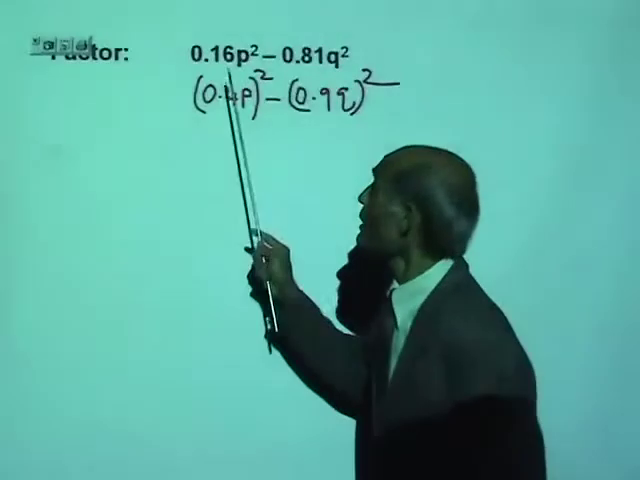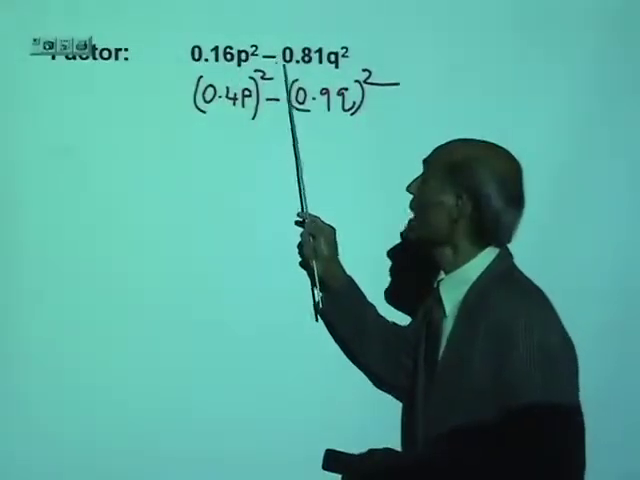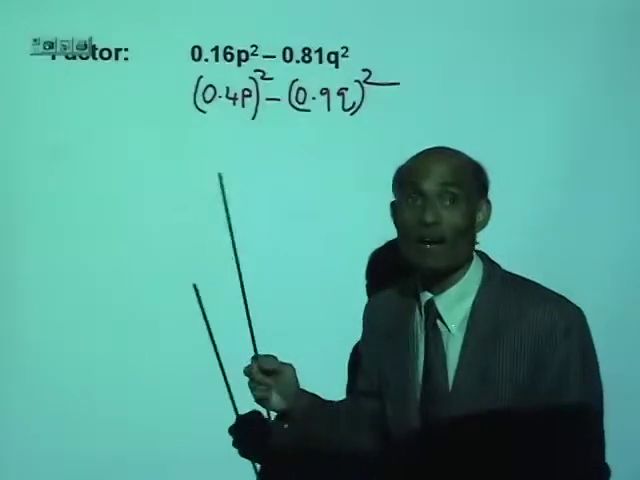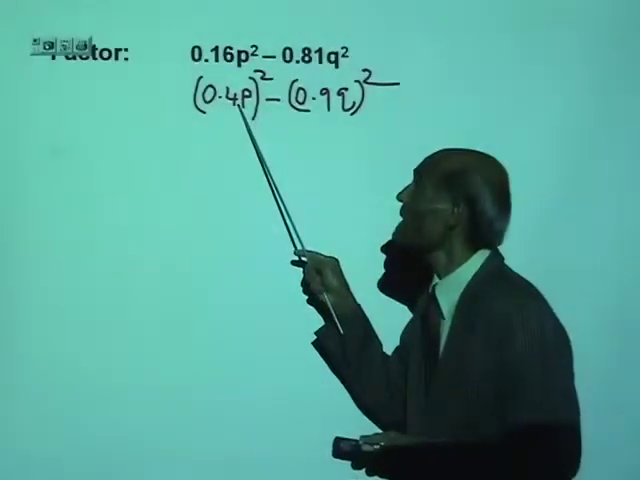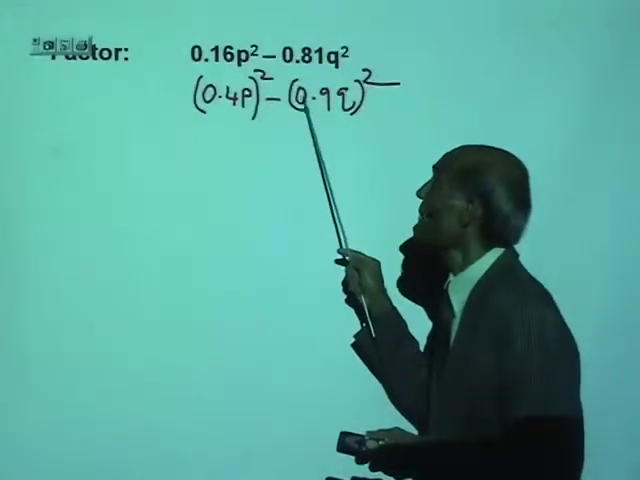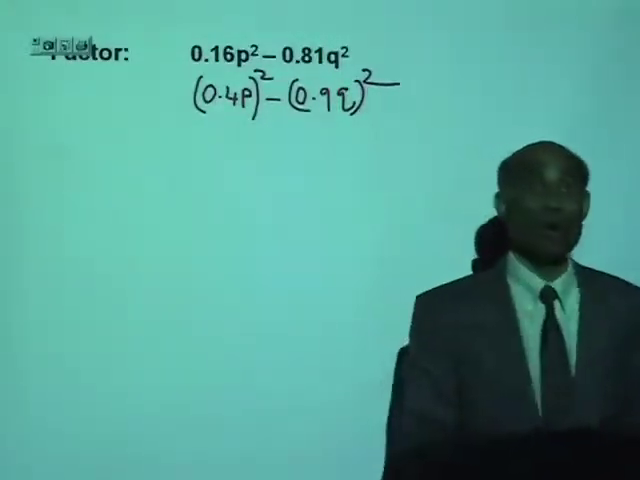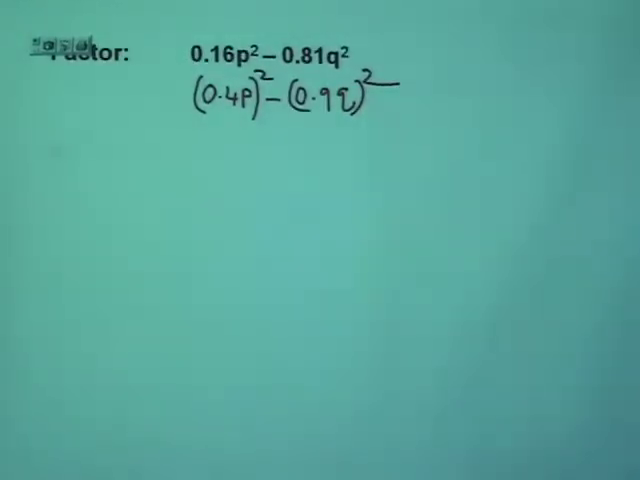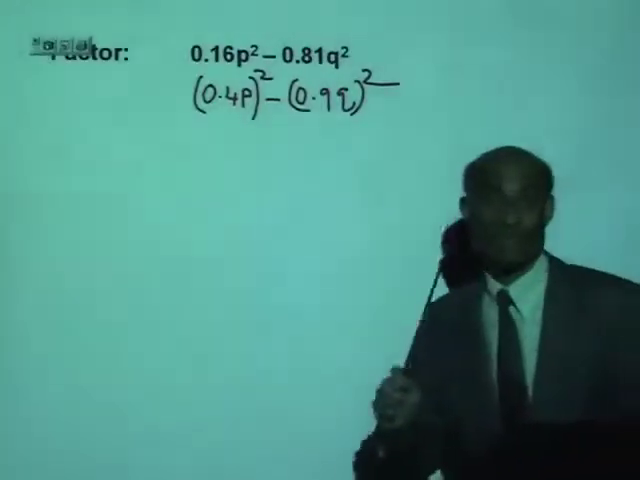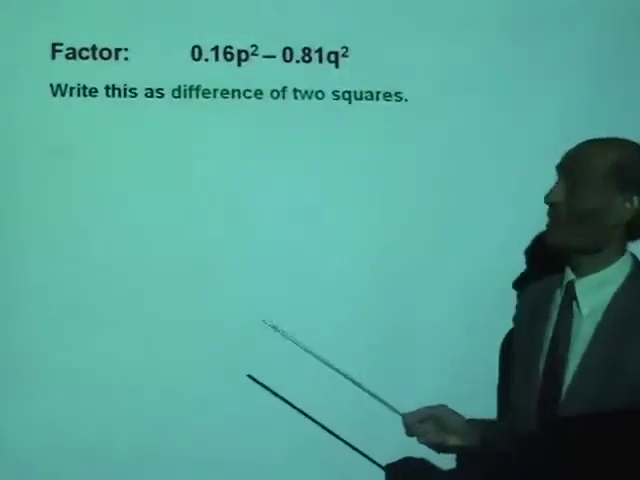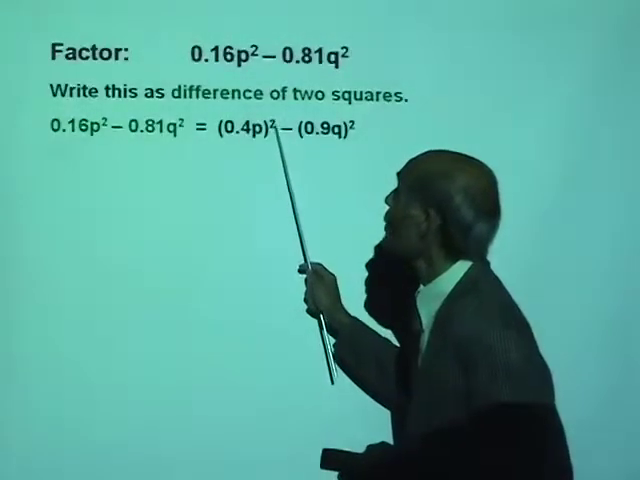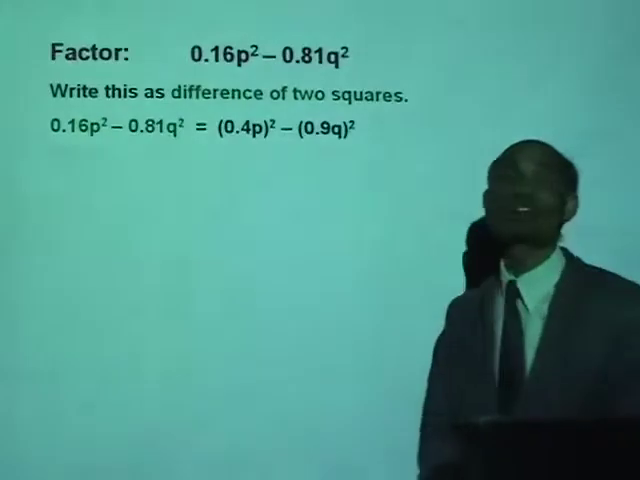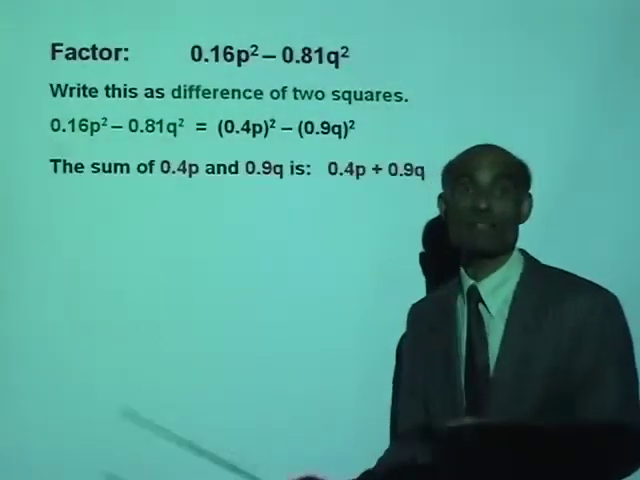So 0.16p squared minus 0.81q squared can now be written as 0.4p all squared minus 0.9q all squared. Now we have it written as the difference of two squares. We can now factor it. Alright, so that will be 0.4p all squared minus 0.9q all squared.